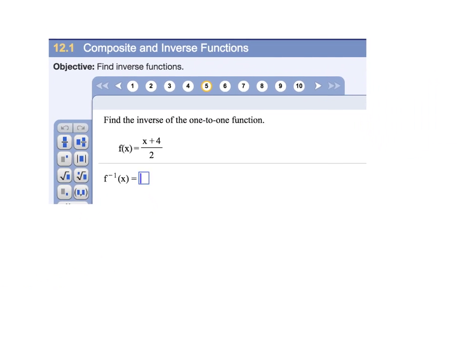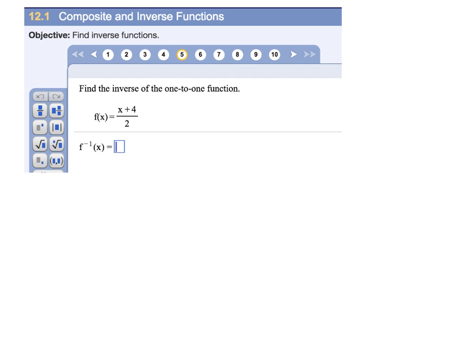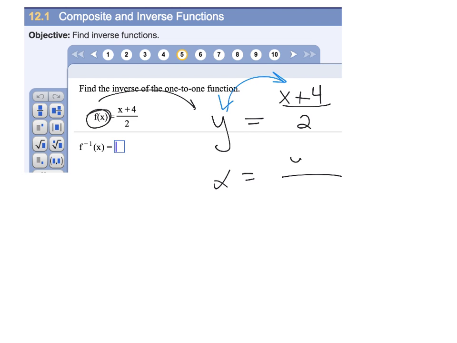All right, finding the inverse of this one is really just the same. So I'm going to make it go a little bit quicker by just starting with replacing that f of x with the letter y. So then we've got x plus 4 over 2. And now we're going to swap the y and the x. So that gives us x equals y plus 4 over 2.